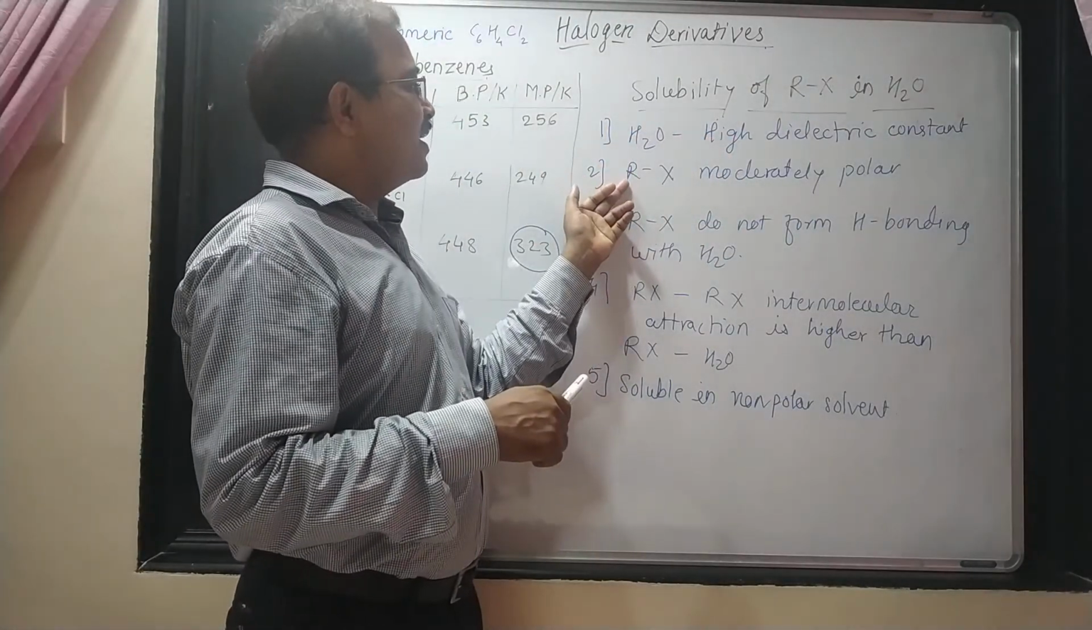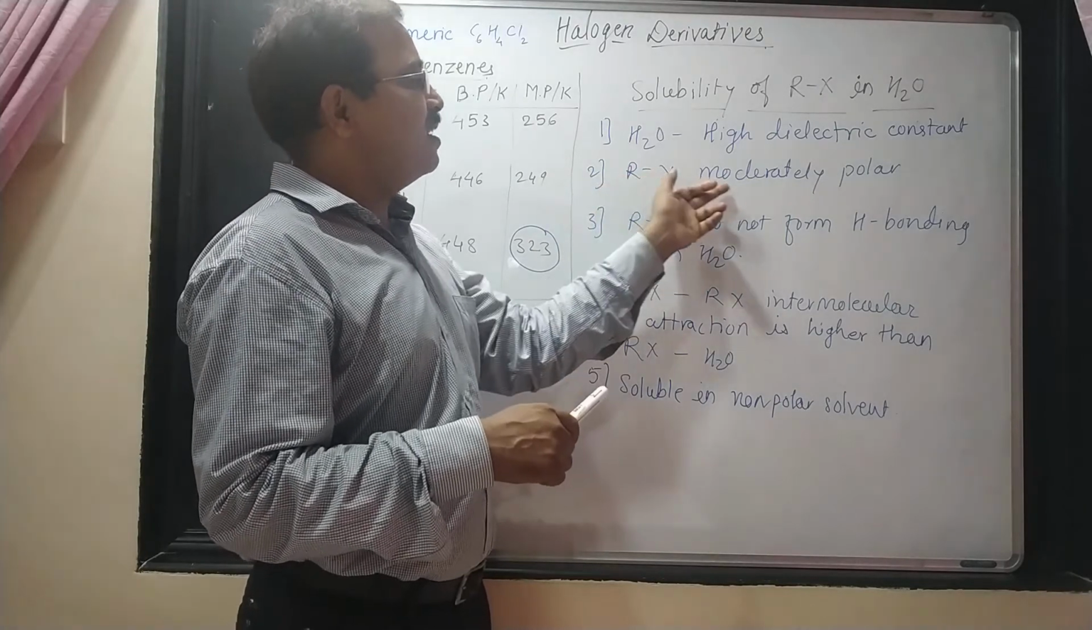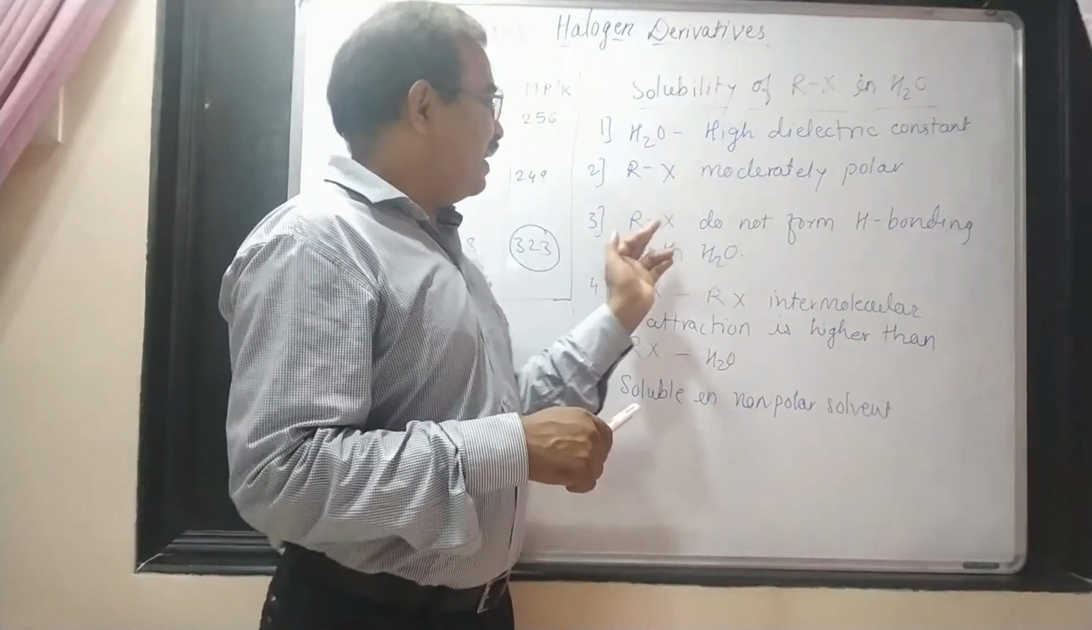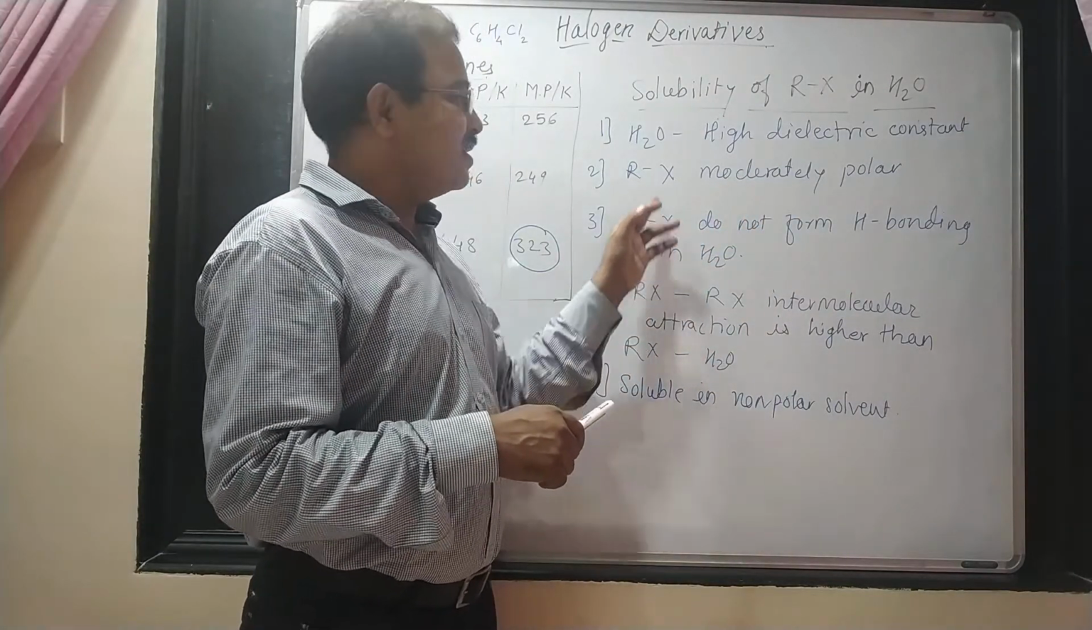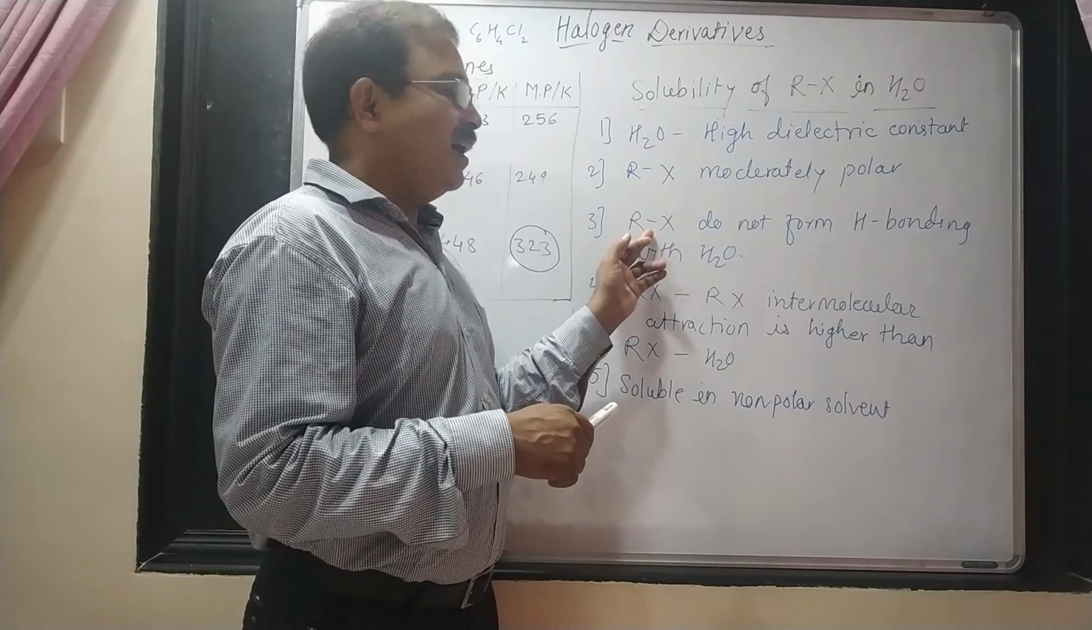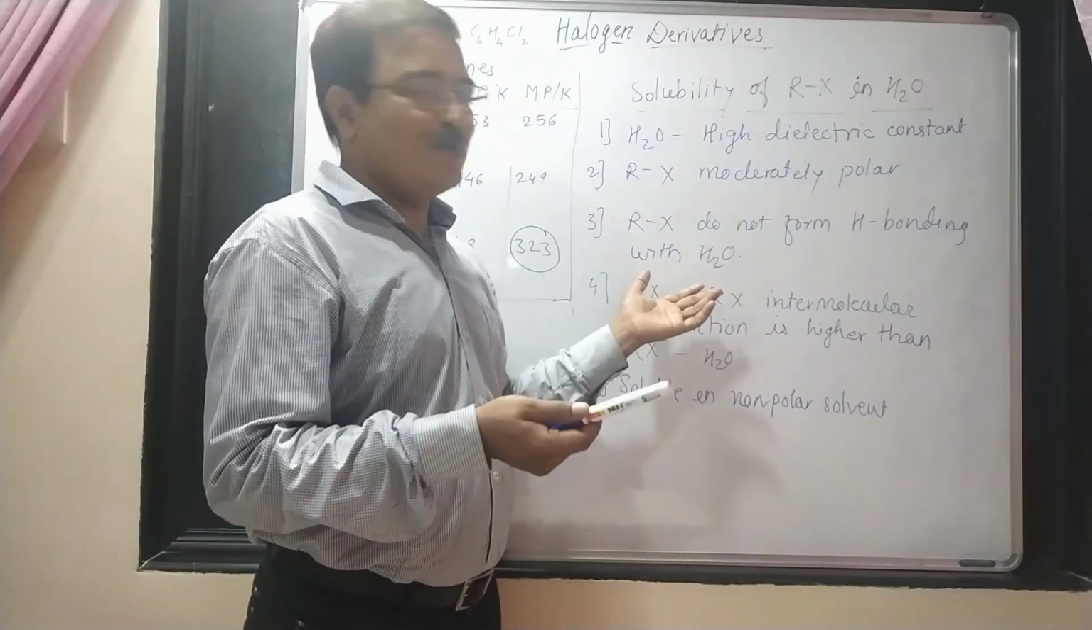Let us try to understand regarding the alkyl halides. The R-X bond is moderately polar. R-X does not form hydrogen bonding with water. As a result, it is less polar. Alkyl halide cannot form hydrogen bonding with water.